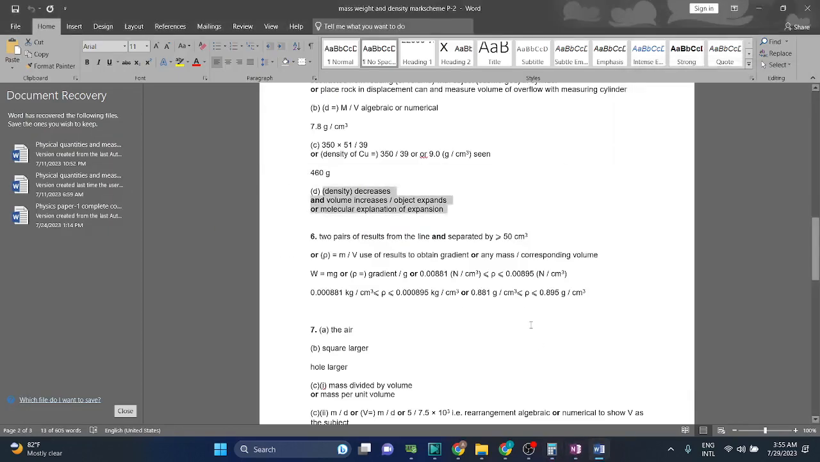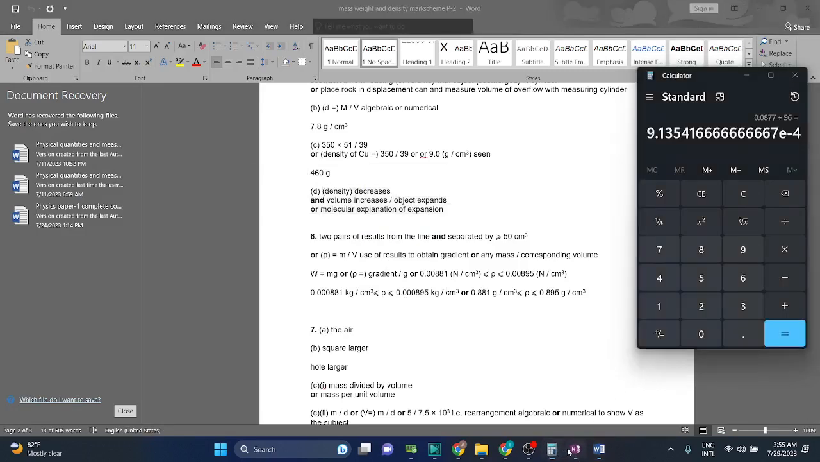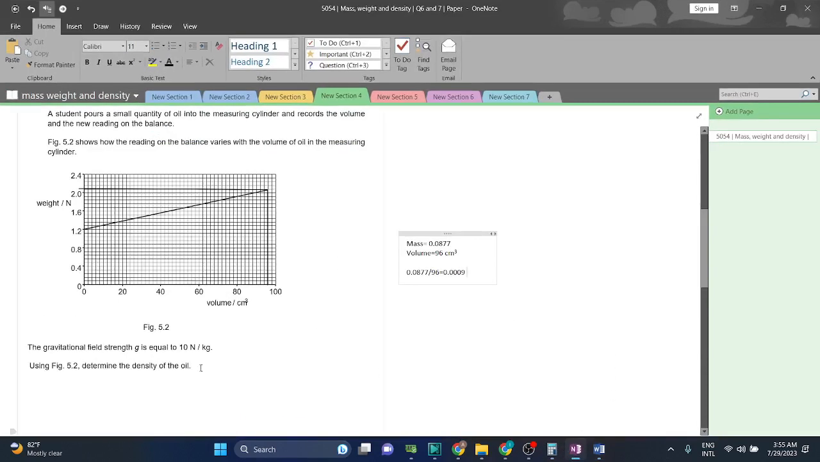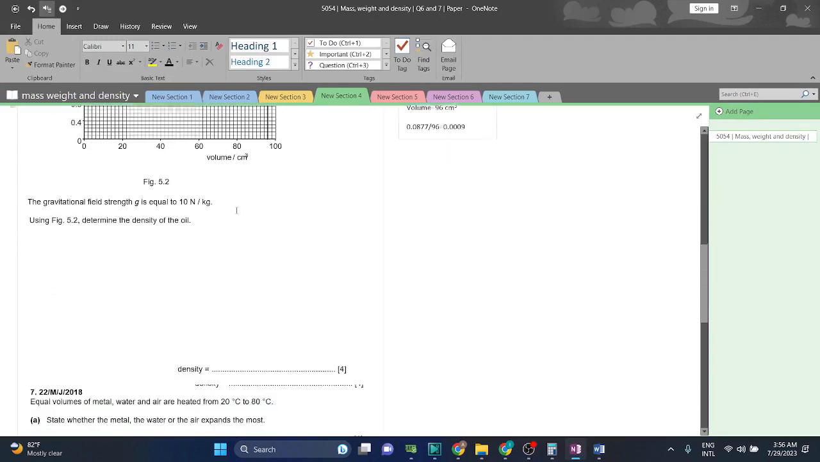Let's look at the marking scheme. अच्छा, it is close enough. इस बार माफ कर दो. So yeah, that is the volume. आगे चलते हैं.